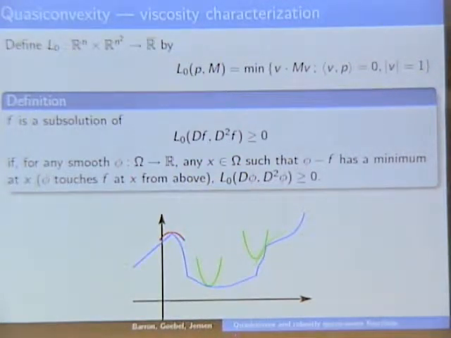Now to introduce some technical terminology, look at this operator, which you can think of as a function of the gradient and of the Hessian. We're looking at the directions perpendicular to the gradient, we normalize everything, and we're looking at the quadratic form of the Hessian. And the function f is a subsolution of this inequality if the inequality holds for every smooth function touching f from above.